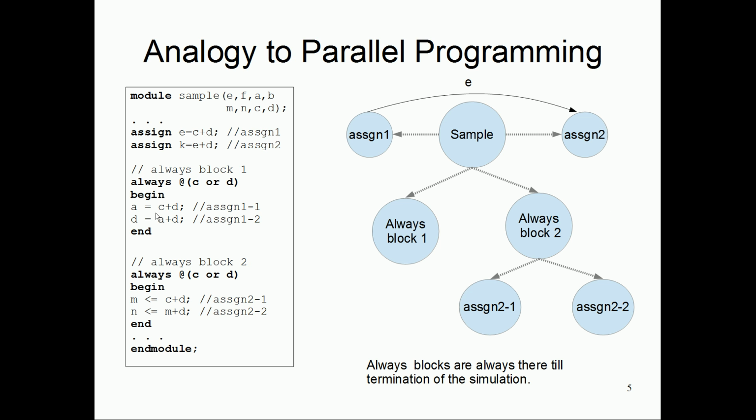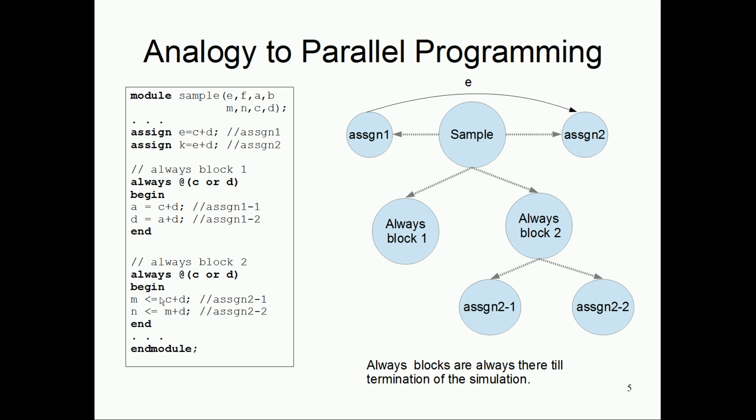Okay, so nothing magic. A equals C plus D will be evaluated first, and then D equals A plus D. Then it will take the value of D and evaluate it here. But in block 2, we have a non-blocking assignment. M is the same thing: C plus D, this is A plus D, this is M plus D. We take this value and add 1. But they will be non-blocking.